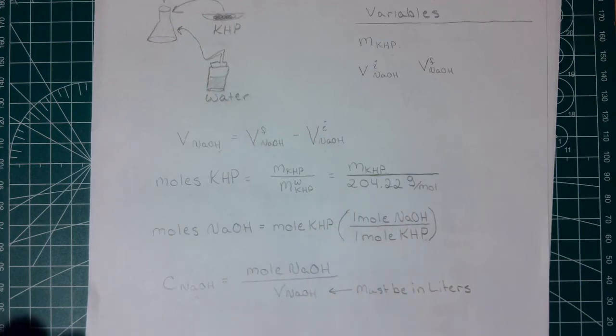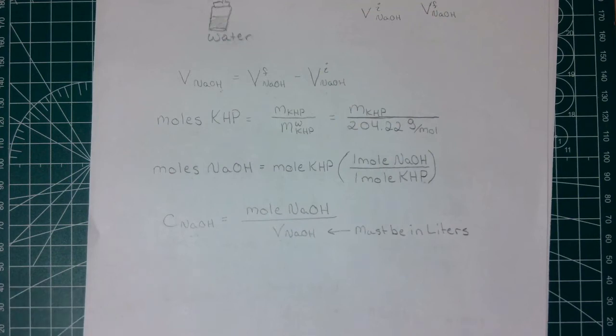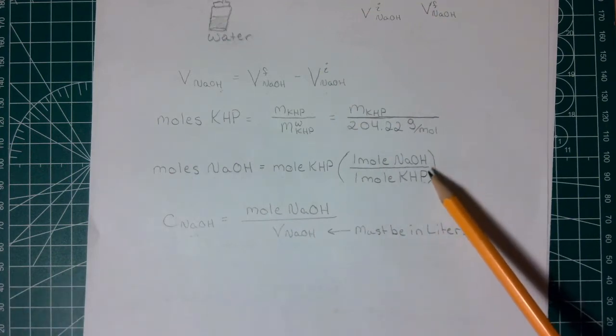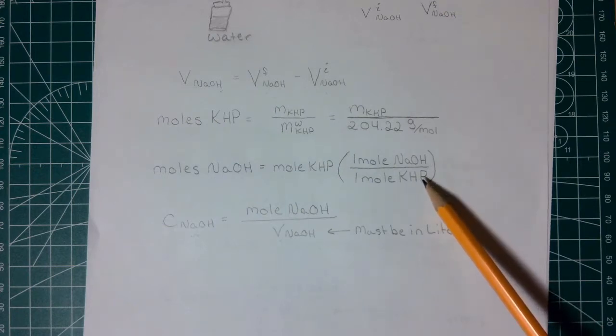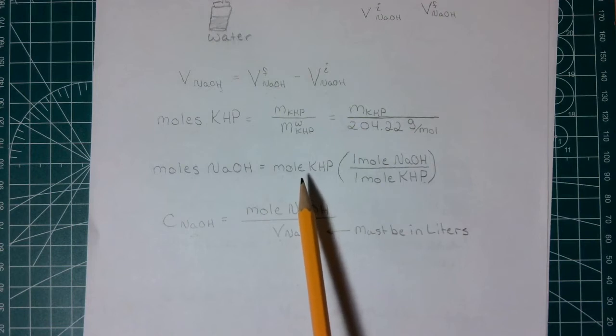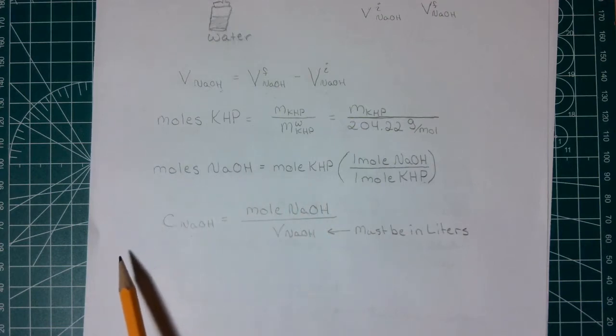Next, we need to use stoichiometry to figure out the moles of sodium hydroxide. This one's pretty easy because there is a one-to-one relationship between the moles of sodium hydroxide and the moles of KHP. So the moles of KHP pretty much equals the moles of sodium hydroxide in this case.